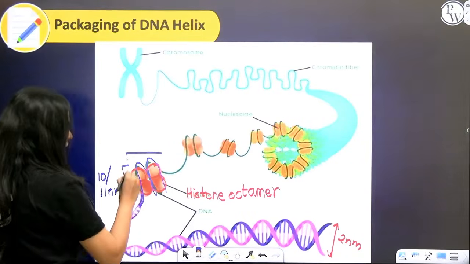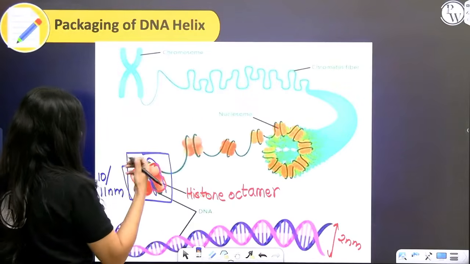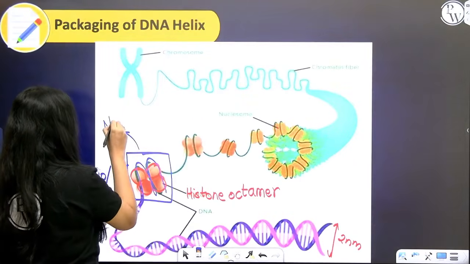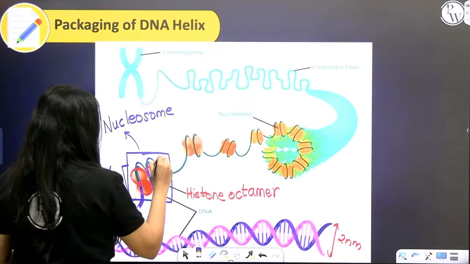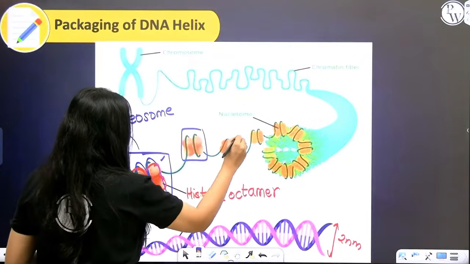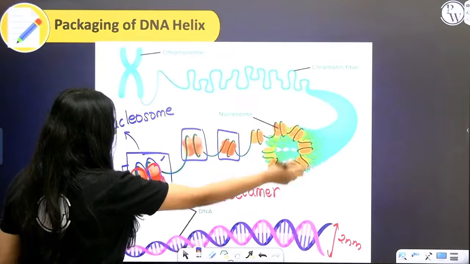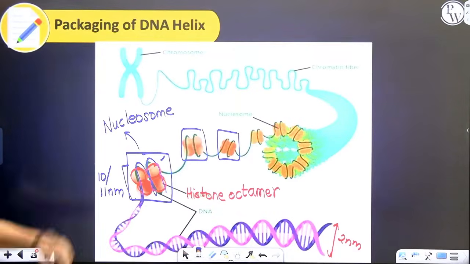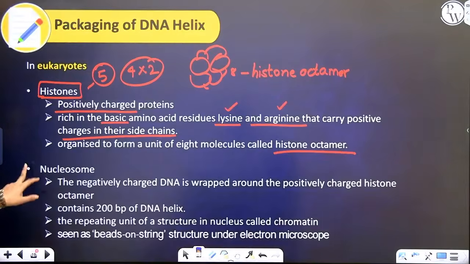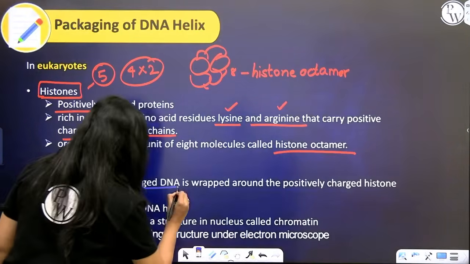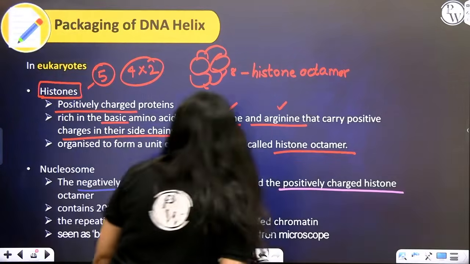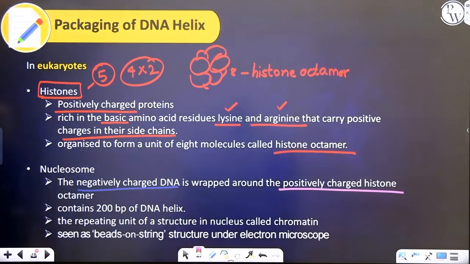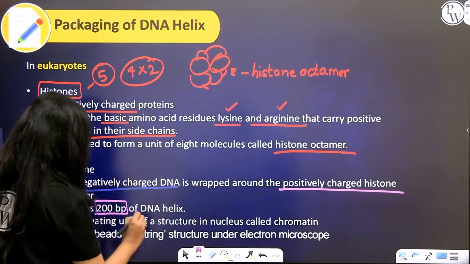This structure where DNA is wound around a histone octamer is called a nucleosome. So this is a nucleosome, this is a nucleosome, this is a nucleosome. You can see how they all look like a string of beads, right? So what is a nucleosome? The negatively charged DNA that gets wrapped around the positively charged histone octamer, that is the nucleosome. Roughly, it contains about 2000 base pairs of DNA.